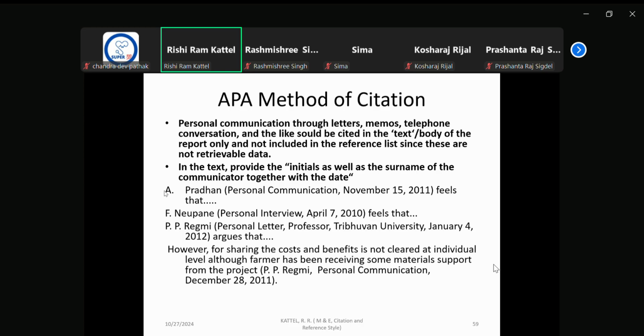Initial letter of the first name, after that surname, and the middle name also in this way. But it is not necessary to cite detailed referencing of this personal communication. Keep in mind. Okay, there are lots of examples here. You have to check it. There are many articles.